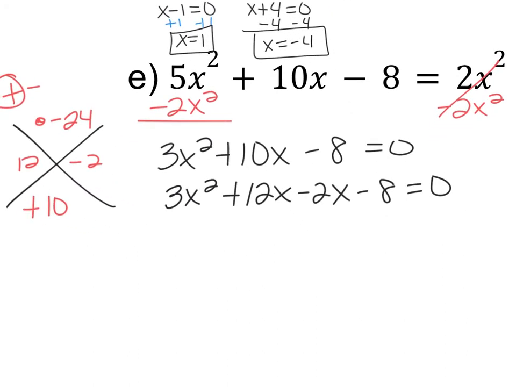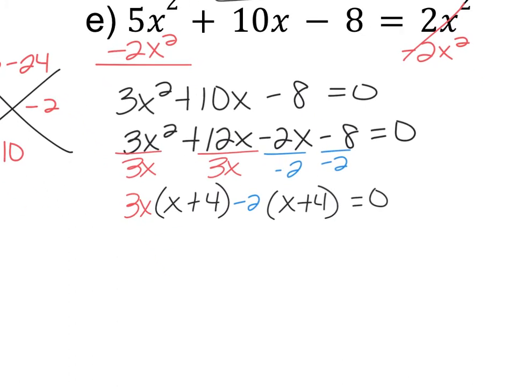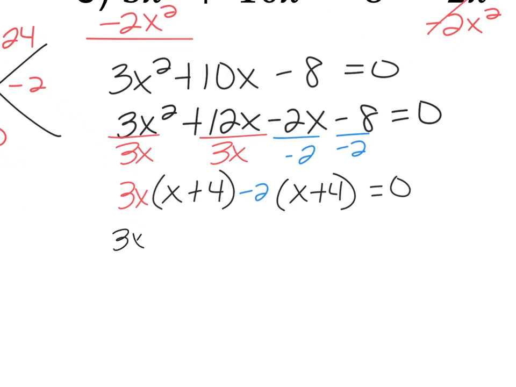Okay, so factor by grouping, divide by 3x, divide by 3x. So I have 3x times x plus, what would that be, 4? All right, on this next one, since they're both negative, I'm for sure going to factor out a negative. Oh, not a negative 1. Looks like I need to factor out a negative 2. And this would be x plus 4, which is perfect because that means our parentheses match. So now I have 3x minus 2 times x plus 4 equals 0.